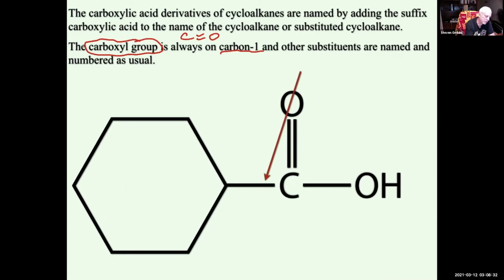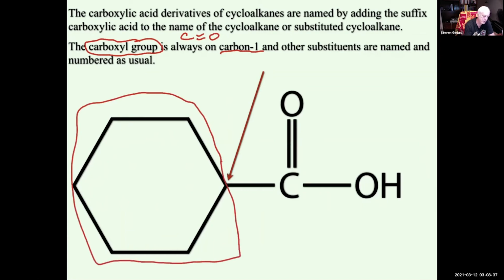So here's our cyclical or cycloalkane. There's 1, 2, 3, 4, 5, 6 carbons. The number 1 carbon is always attached to the carbonyl carbon. That's going to be number 1 in the ring structure. So this is going to be 6 carbons in a cyclical ring. It's cyclohexane.